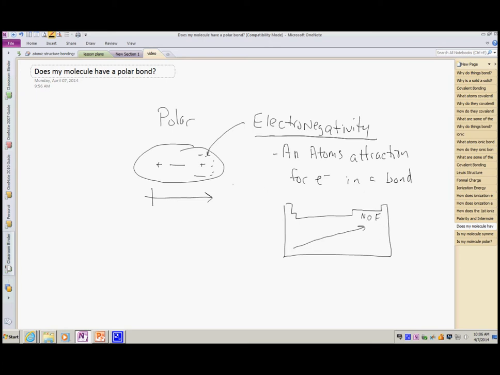So in order to have an unequal sharing, we need to have a nitrogen, an oxygen, and or a fluorine, one of these three, bound to some other element. This is going to cause what we call an electronegativity difference.